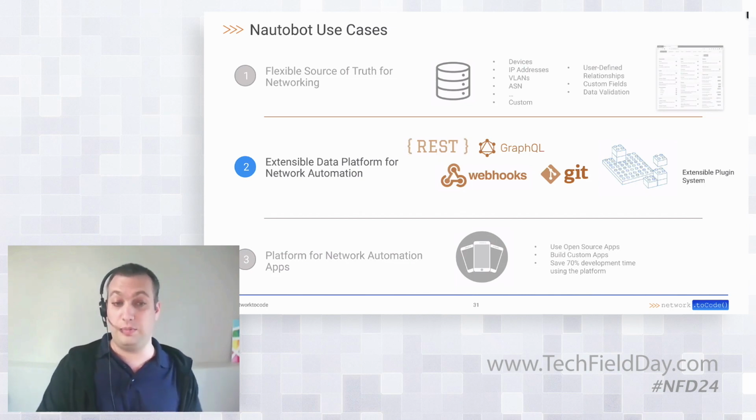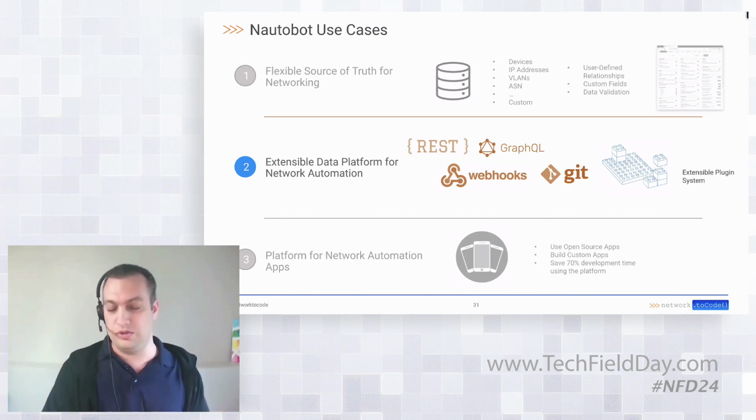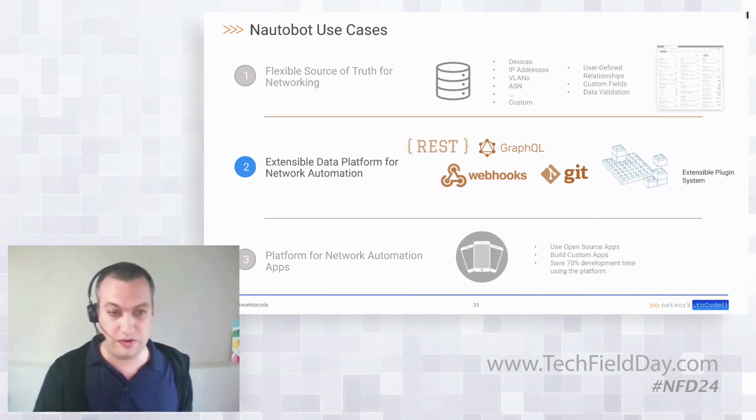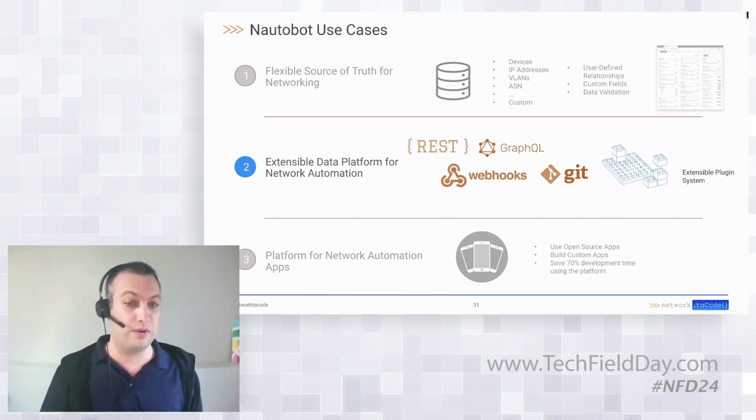Nautobot as an extensible data platform. John has been talking about how we put all this data into Nautobot, how we model the network, how we are able to define all of that and tailor it to our specific business needs. Now the question is, how are we going to consume that from the outside? And it's a very important piece of how that works into an automation framework.